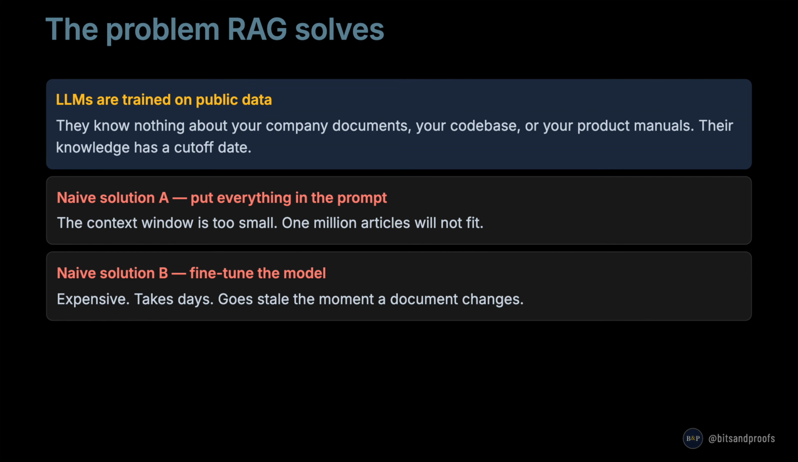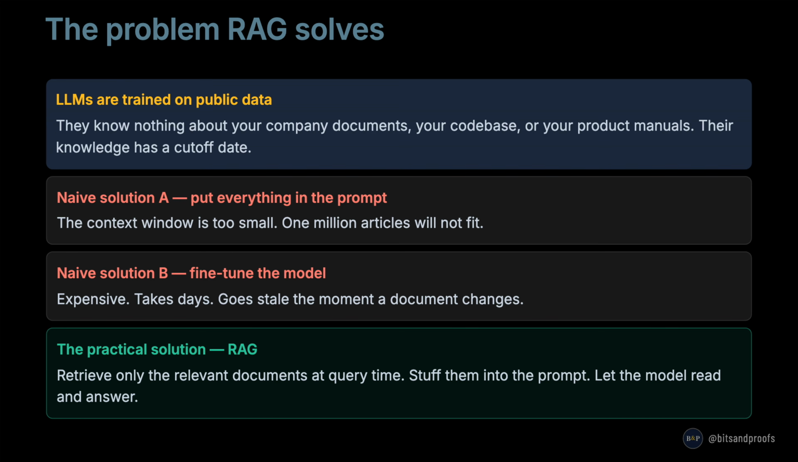Another naive solution is to fine-tune the model on your data. Bake the knowledge into the weights. But this is expensive, it takes days, and the moment a document changes, your model is already stale. RAG is the practical solution. Instead of fitting all your data in one go, you retrieve only the relevant pieces at query time and give them to the model to read. It is fast, cheap, and always up to date.